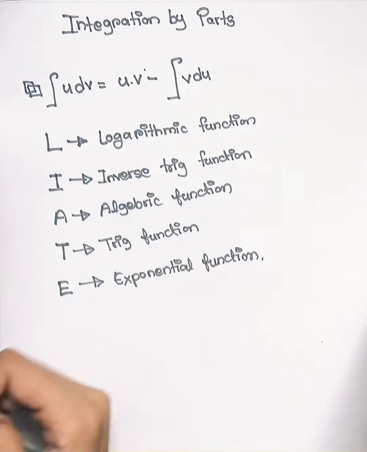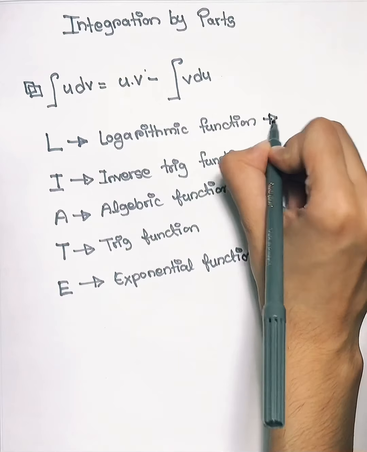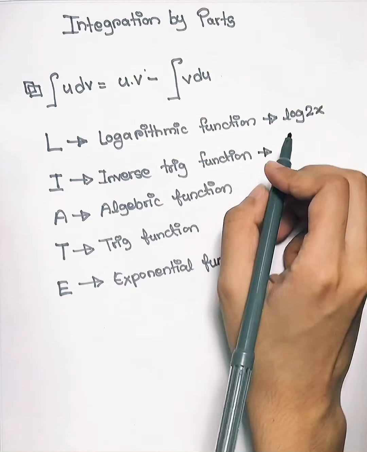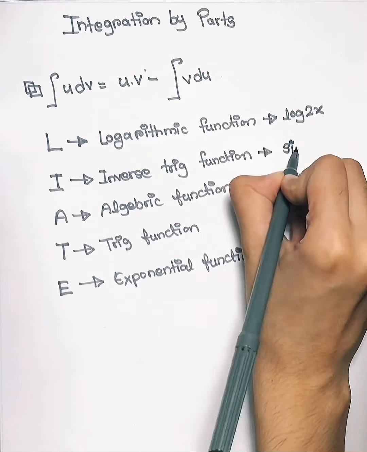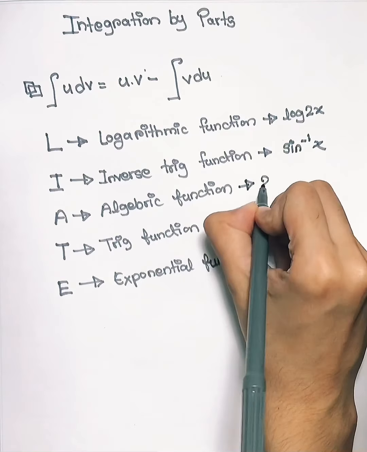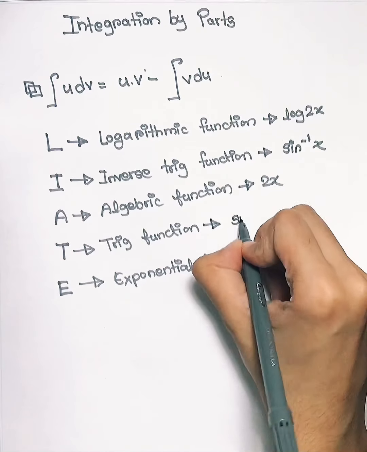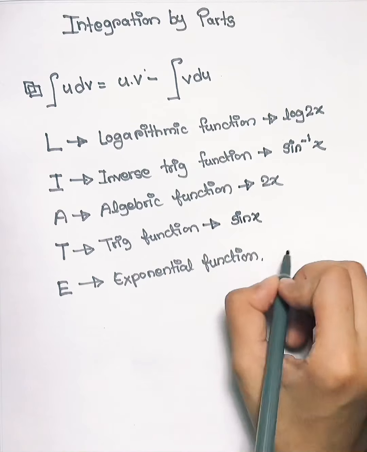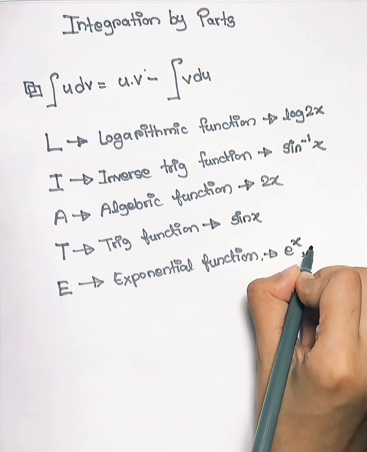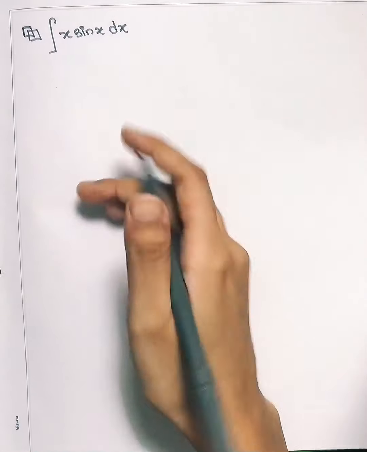If I give examples, a logarithmic function is like log 2x. An inverse trigonometric function is like sine inverse x. An algebraic function is like 2x. A trigonometric function is sine x, and an exponential function is like e to the power x or 2 to the power x.